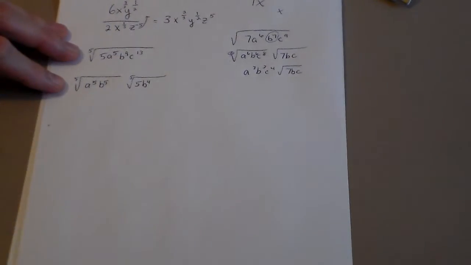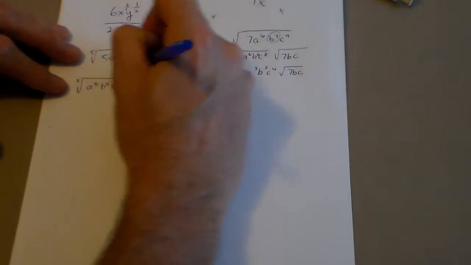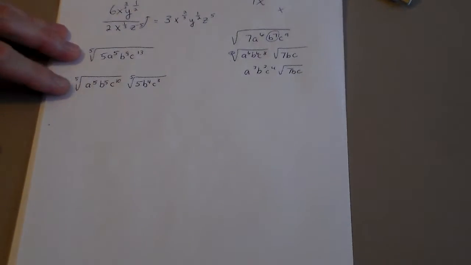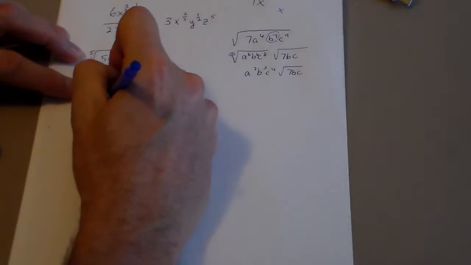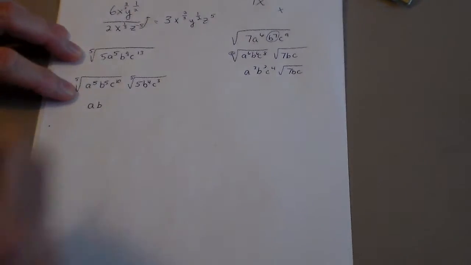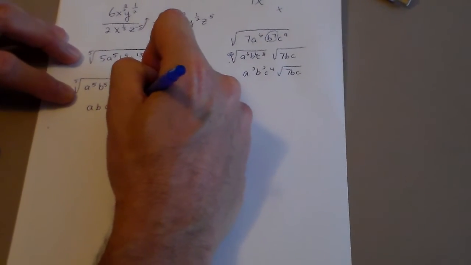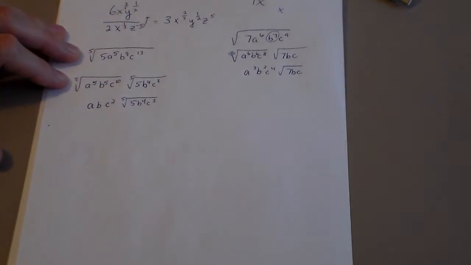How about c to the 13th? Does 5 go into 13 evenly? No. But it goes into c to the 10th. We have c cubed left over. So the 5th root of a to the 5th is a, the 5th root of b to the 5th is b, and the 5th root of c to the 10th is c squared, times the 5th root of 5b to the 4th c cubed.